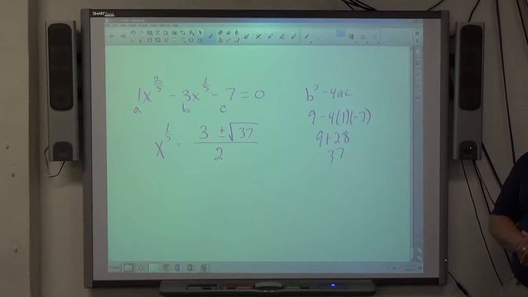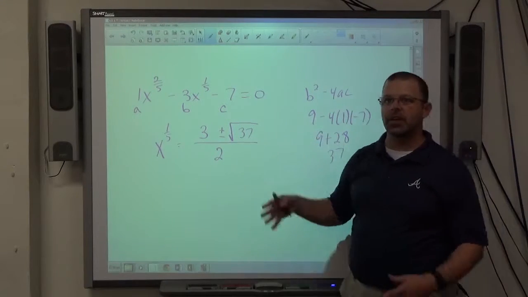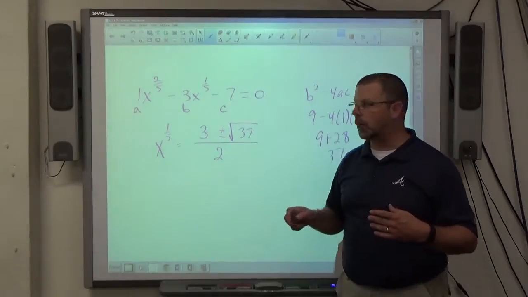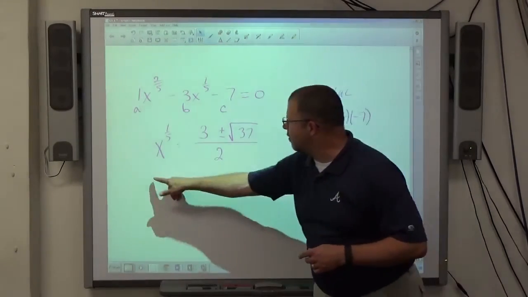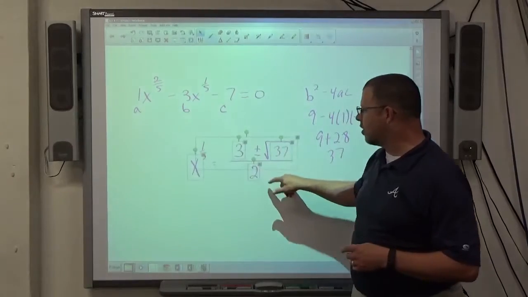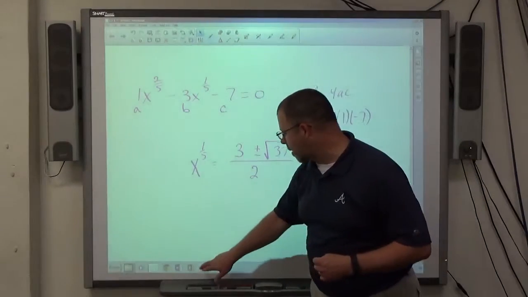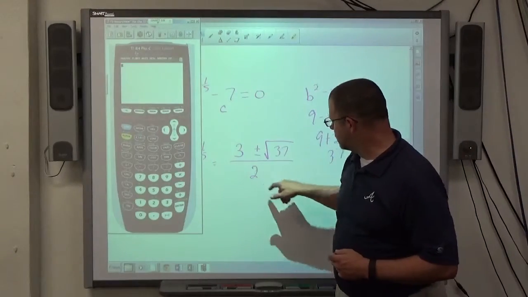All right. So everything up to this point is exactly the same. Now, the difference here is the square root of 37 doesn't have this nice, friendly answer to it, right? So what I want you to do with this answer is I still want to get those two answers like we did on all the other problems. Go to your calculator.